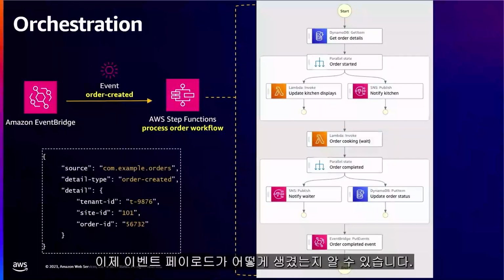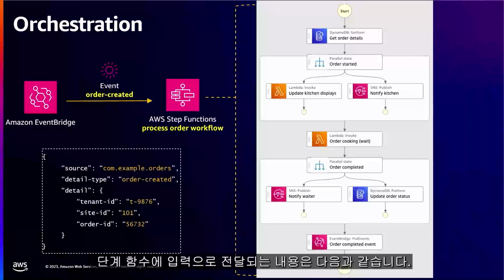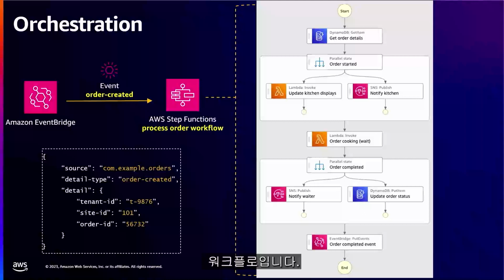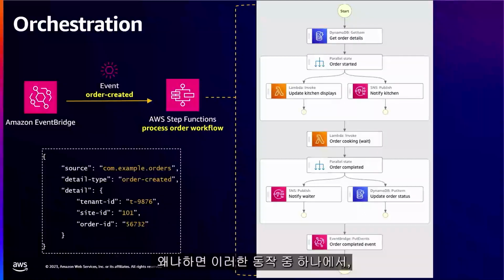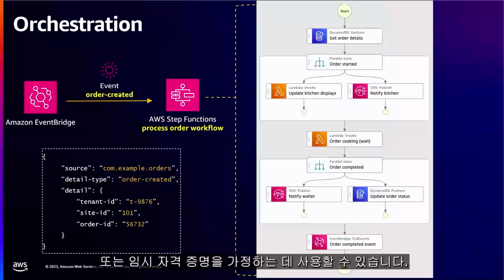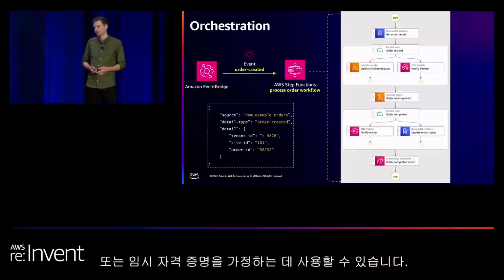Now, this is a reminder of what our event payload looks like. This is what will get passed as the input to the Step Functions workflow. And again, it's important that the tenant context is there, because in any one of these actions, we may want to use that for logging purposes or to assume any temporary credentials.